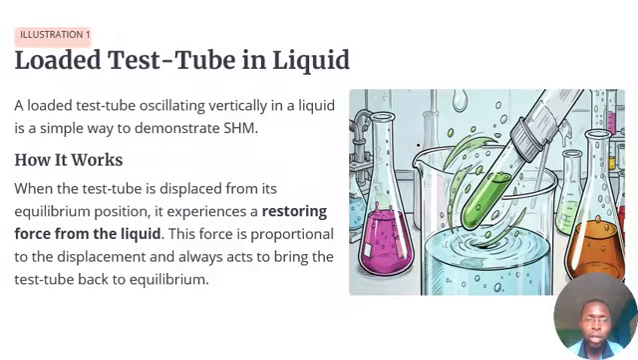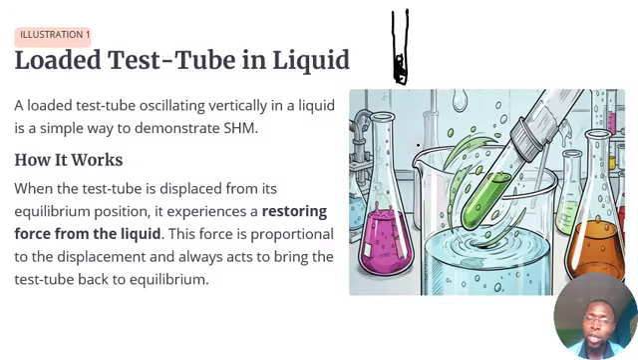So let's see some of the examples that we have in simple harmonic motion. One of them is called the loaded test tube. This is a loaded test tube in a liquid. When we say loaded test tube, that means you have a substance in the test tube. The test tube is just a very small tube that is used in the lab. Now you load it with maybe some object or content.